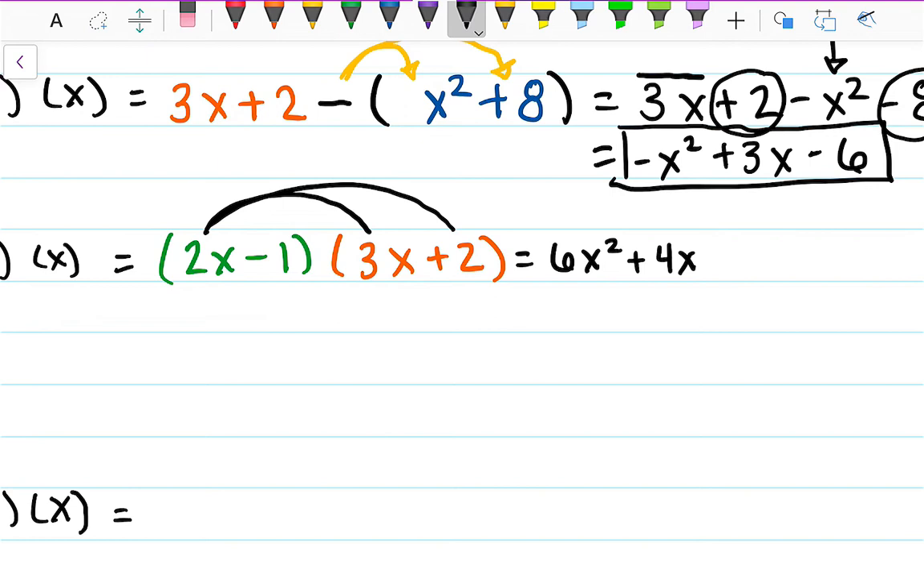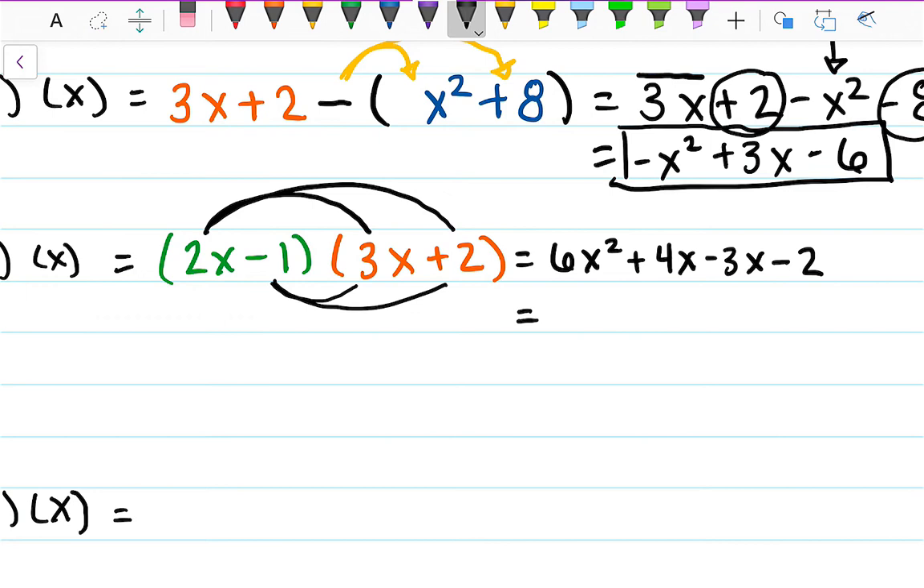Next, I multiply my inner term. So negative 1 times 3x, and that'll give me negative 3x. And my last terms, negative 1 times 2, which will give me minus 2. Okay, so once I FOIL, now I'm just going to combine any terms that I need to combine.